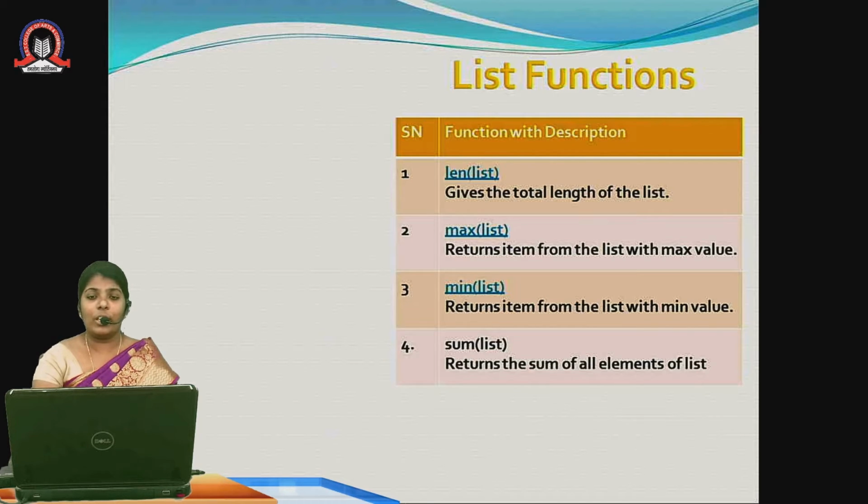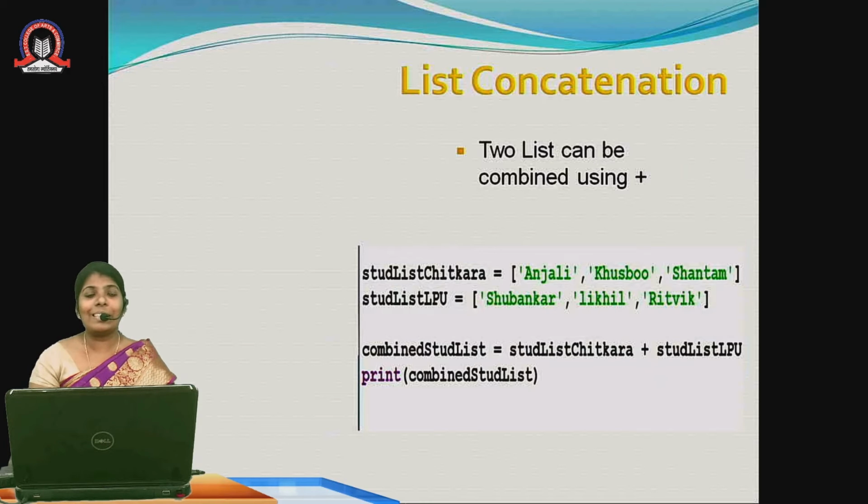Okay, so next we are going to see list concatenation. It is used for combining two lists. For that you can use the plus operator. For example, if you want to combine two different lists, you can use the plus operator. You can see here two lists. The first list is student list Chitkara: Anjali, Kushpu, Shantam. Then student list LPU: Shubhankar, Liki, Ritvik.